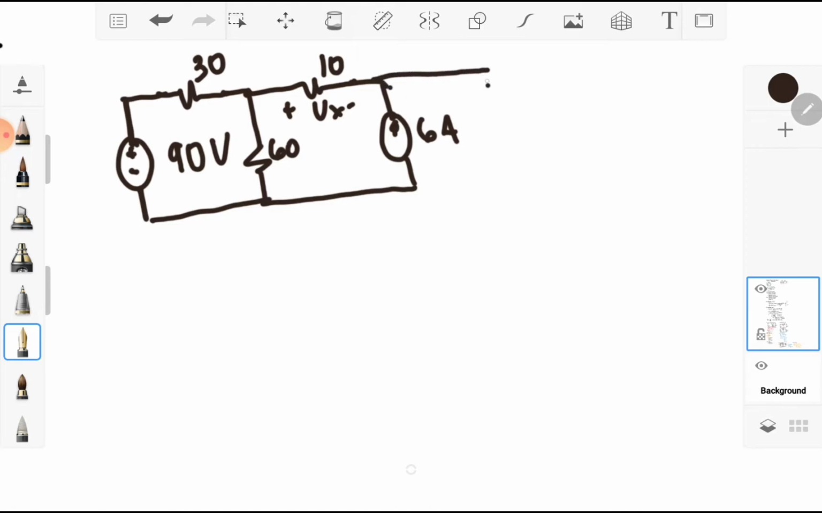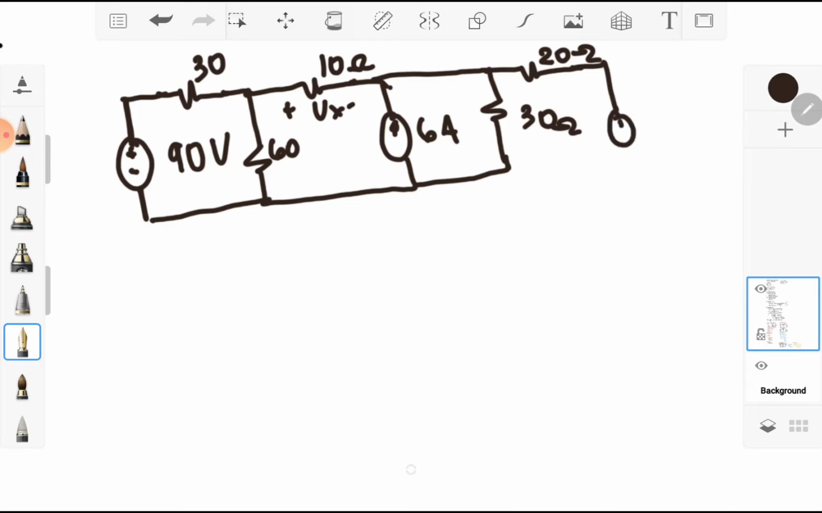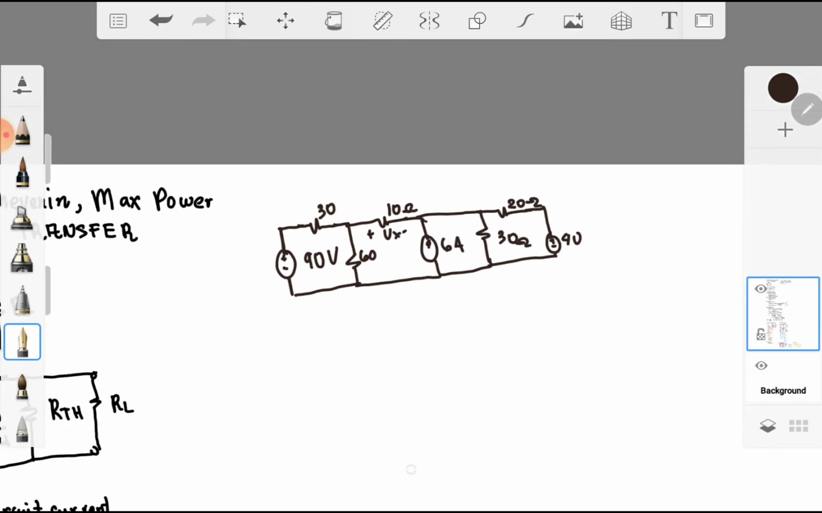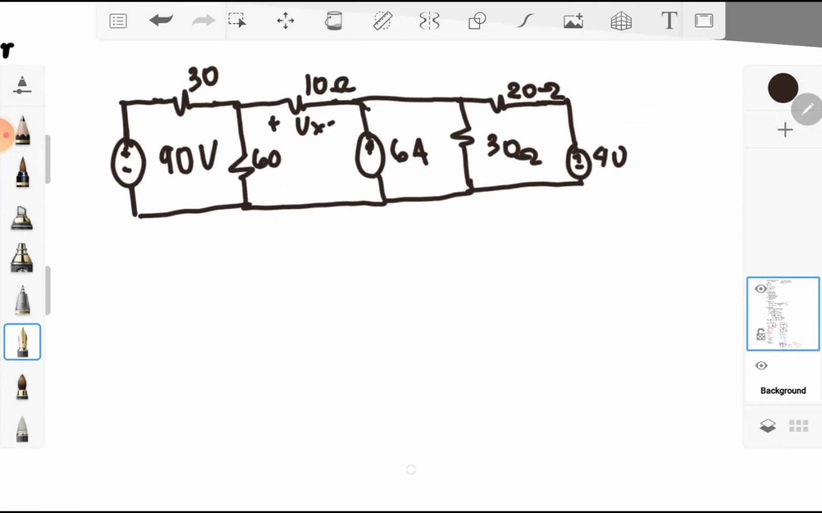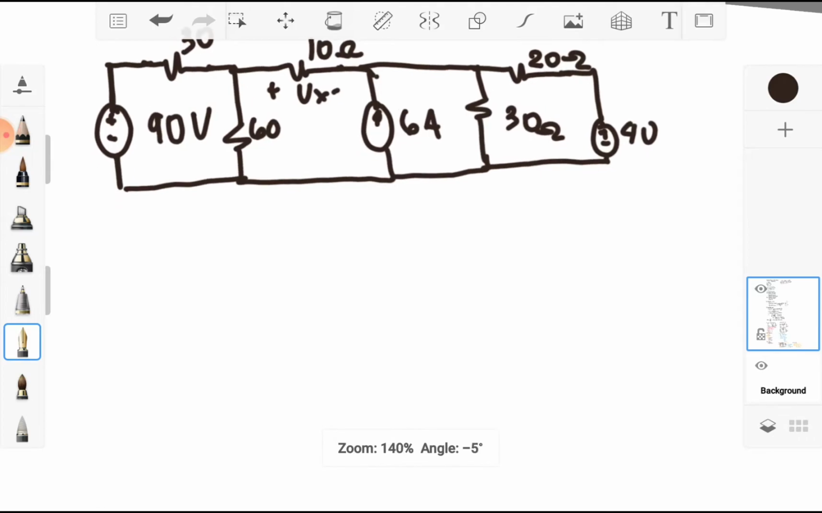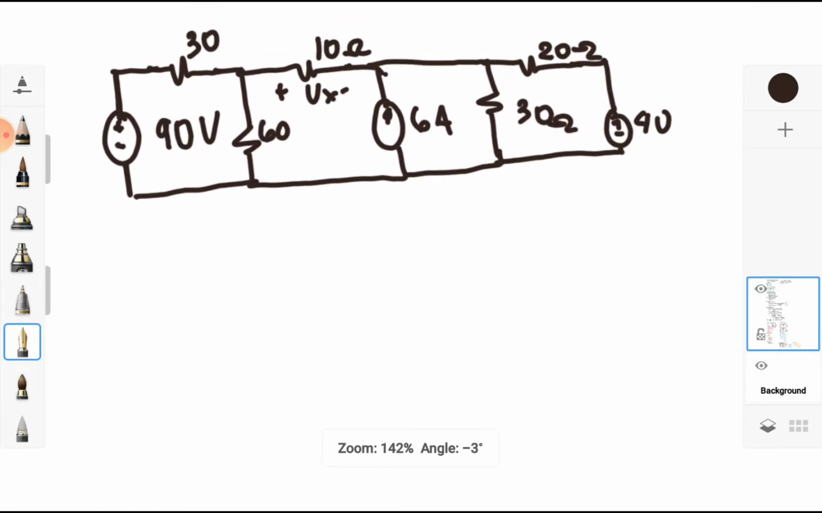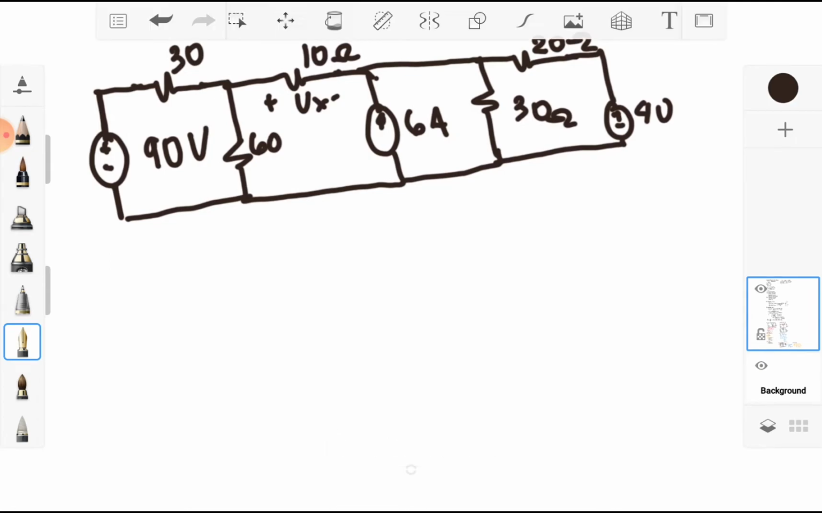Then we have our 30 ohm resistor and a 20 ohm resistor. And then we have our 40 volt source. Okay. So how we will solve this? We will solve for the value of our Vx. Solve for Vx.